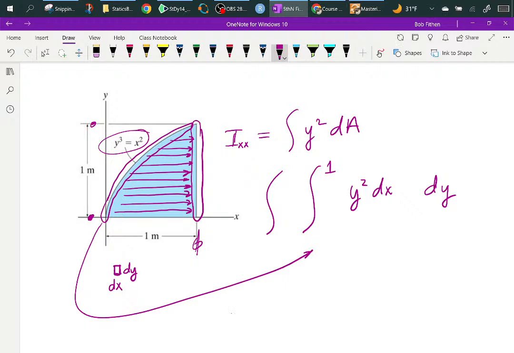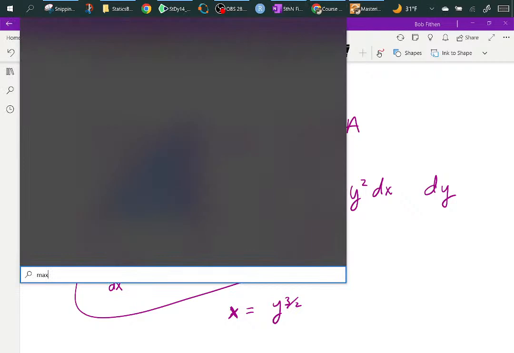But I'm sweeping that curve from x equals y to the 3 halves. So if you either got that or the other, so y to the 3 halves, and then how far am I sweeping this thing from? 0 to 1. Now, what I'm going to do is make use of the code I talked about before.